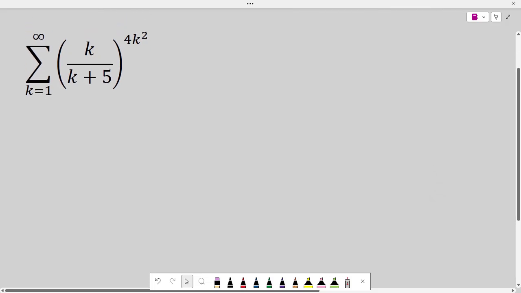So root test, we're going to take the limit of the kth root as k goes to infinity. So the kth root of all of this. What's k through the absolute value, right? It's the kth root of the absolute value, yes.